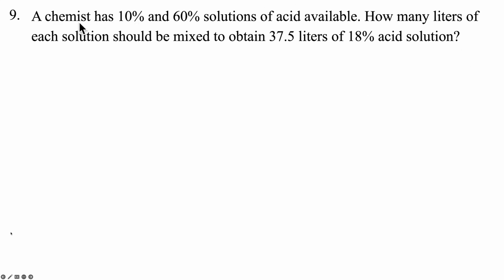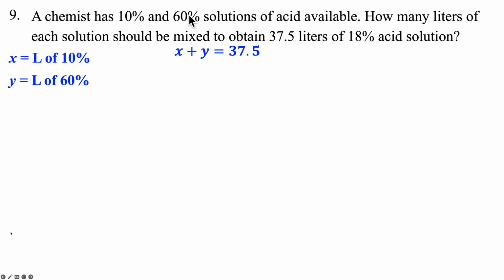How many liters of each solution should be mixed together to obtain 37.5 liters, where it's going to be an 18% acid solution? All right, so I'm going to let X represent the number of liters of the 10% solution. Y is going to be the number of liters for the 60% solution. And so my liter equation, that's going to be my object equation, that's going to be X plus Y equals 37.5 liters.